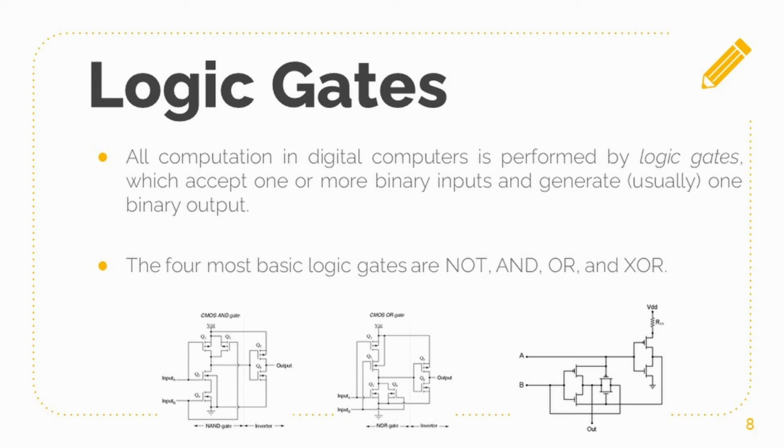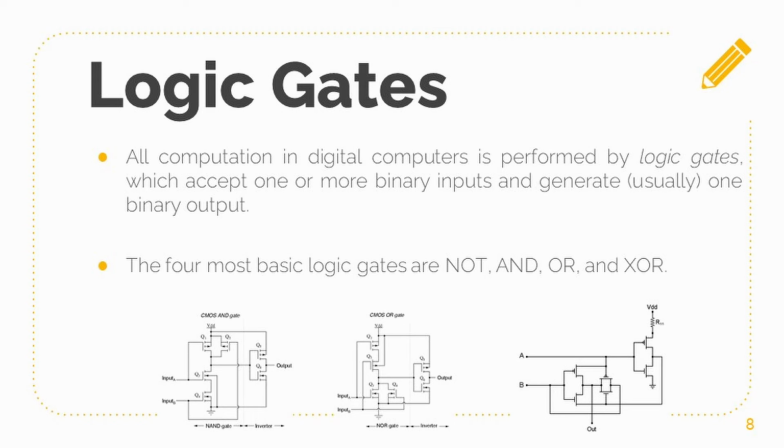Logic gate. Logic gates are the fundamental building blocks of digital computer circuits, enabling them to perform various logical and arithmetic operations. There are four basic types of logic gates. 1. NOT gate, also known as an inverter. The NOT gate accepts a single input and produces the logical opposite as output. In other words, if the input is 0, the output is 1, and vice versa.